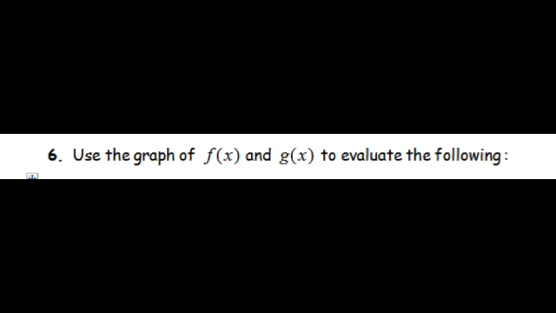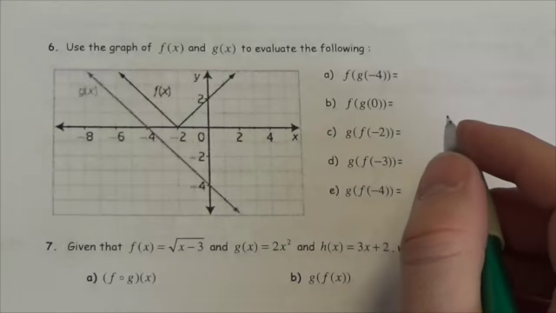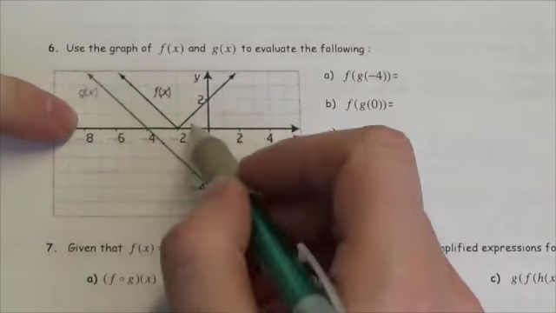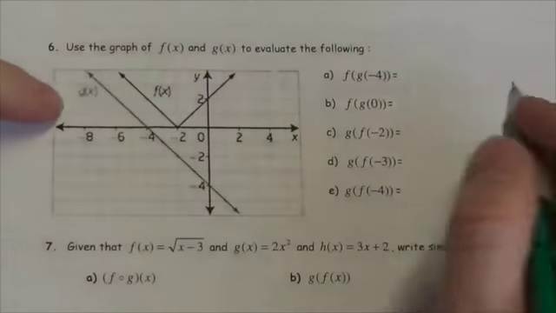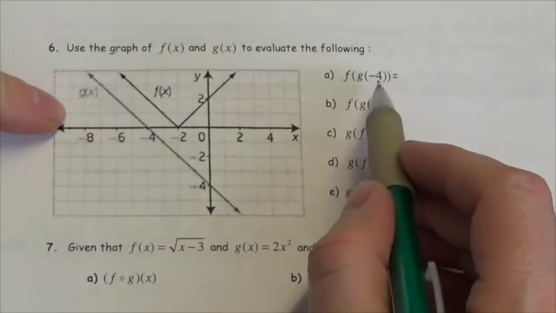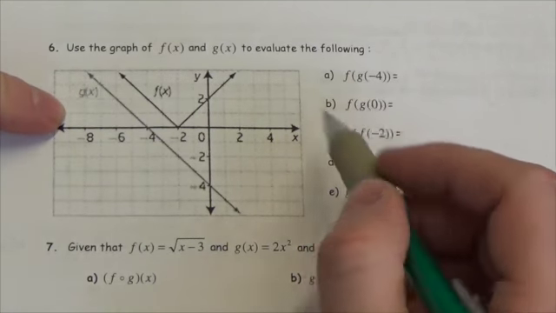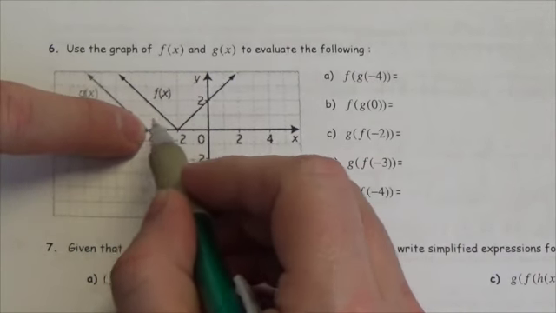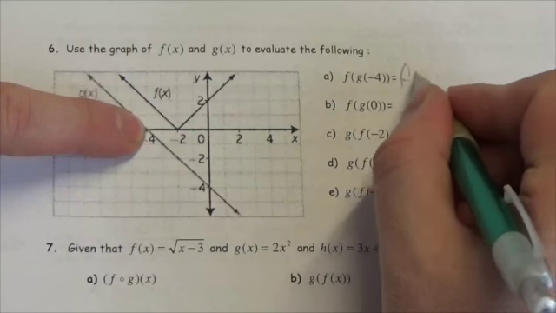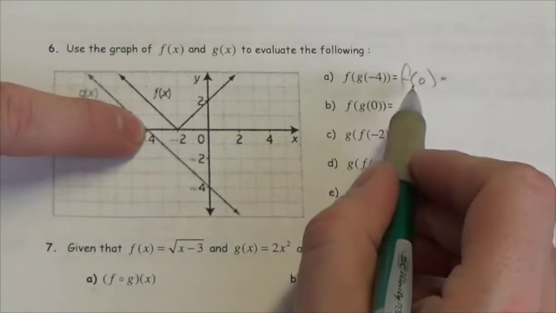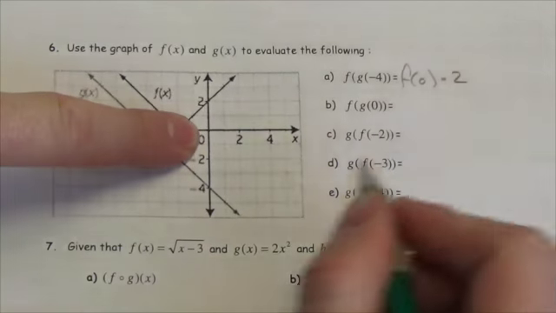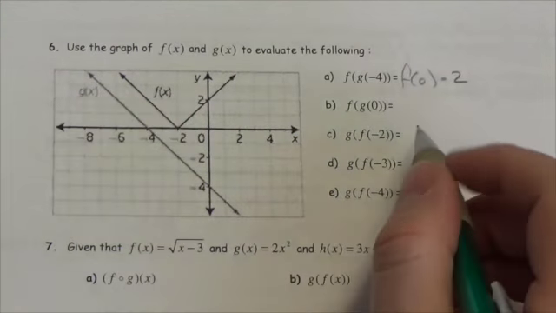Use the graphs of g of x and f of x below to evaluate the following. Okay, so this question is very similar to the previous one. Again, we just need to identify which is the f function, it's the absolute value here, and then g is this linear function here. To evaluate these, we start first of all in the middle, negative 4. So we come across here at negative 4, and g at negative 4 is 0. That becomes our inside value, the independent variable of f. F at 0 is going to be 2. We just walk that through.